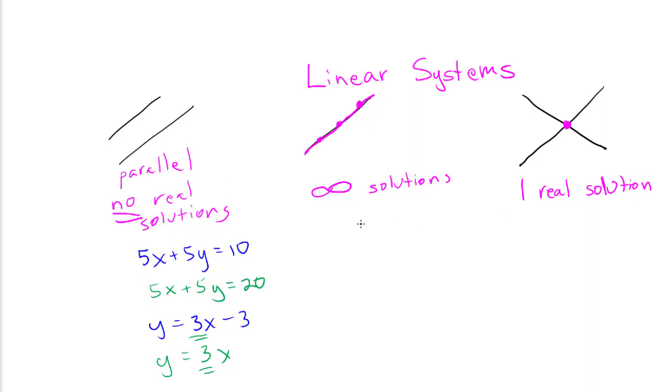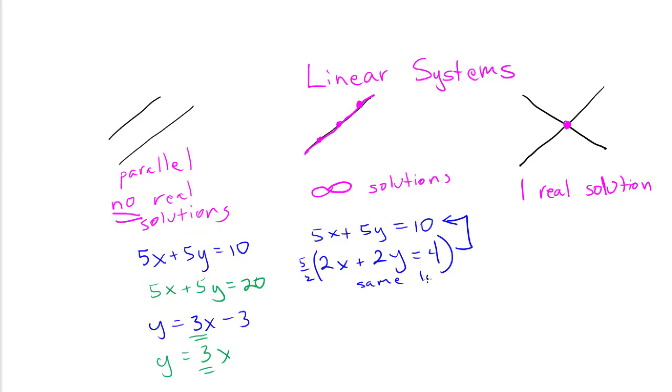What about the case where we have infinitely many solutions? Let's start again with that 5x plus 5y equals 10. Well, 5x plus 5y again equals 10 would answer it, but what about 2x plus 2y equals 4? Is that the same equation? The answer is yes, it is. If I multiply this by 5 halves on both sides, I would essentially end up with exactly the equation on top. Therefore, they're exactly the same, and this would be an example in standard form of infinitely many solutions. They are the same line, effectively.